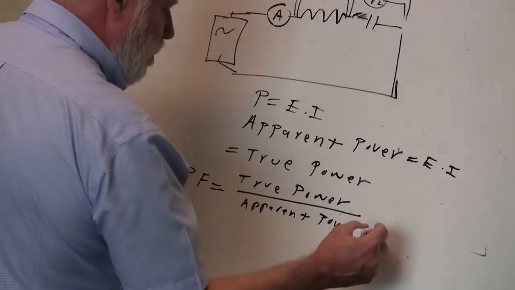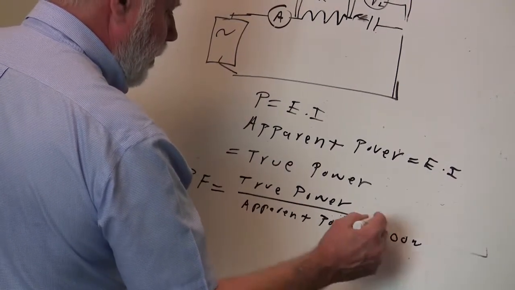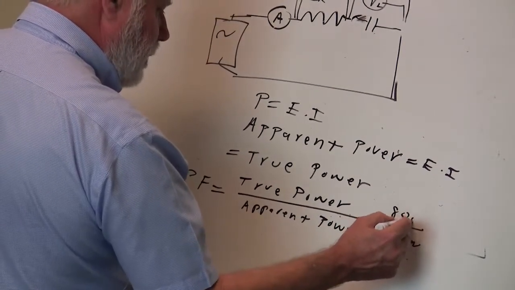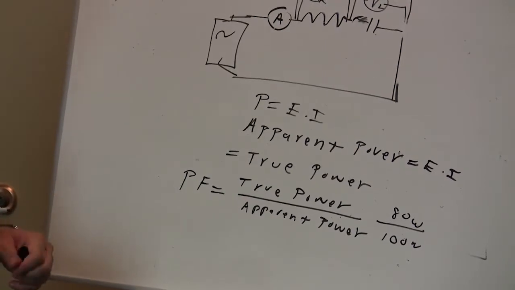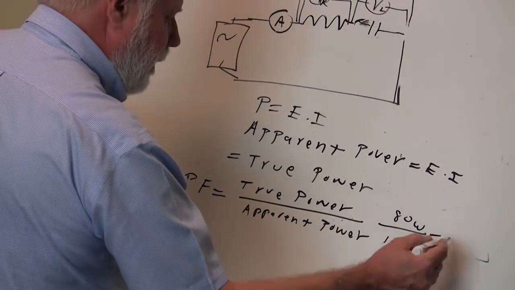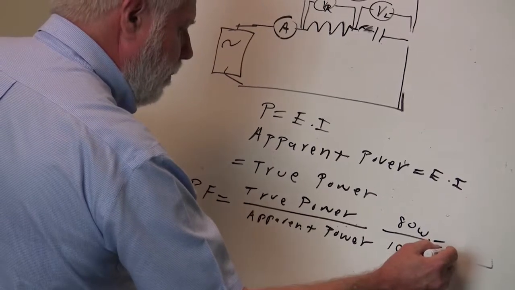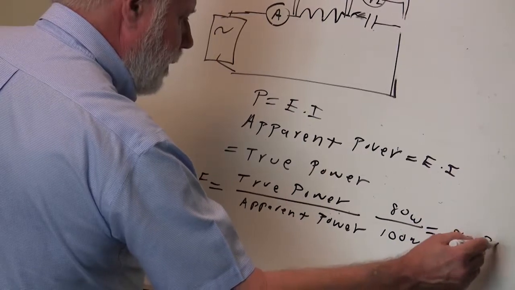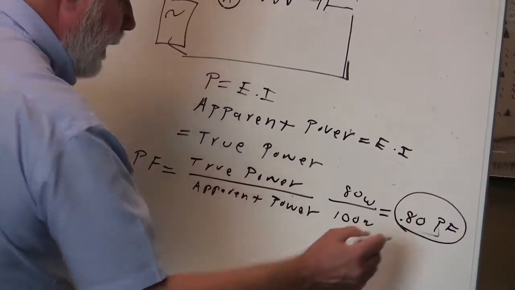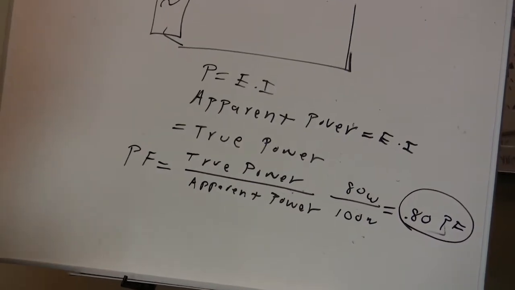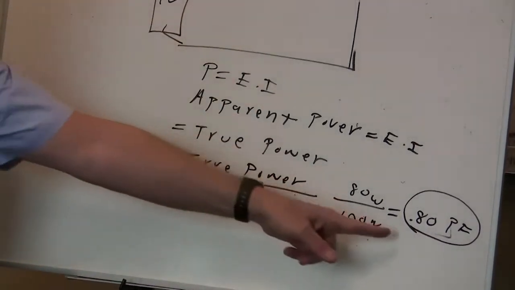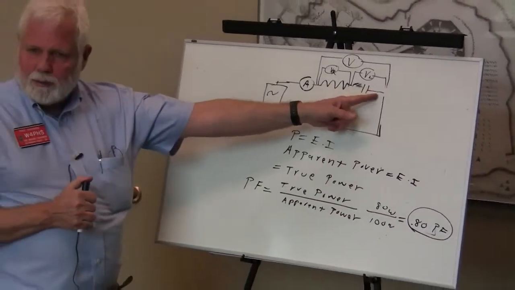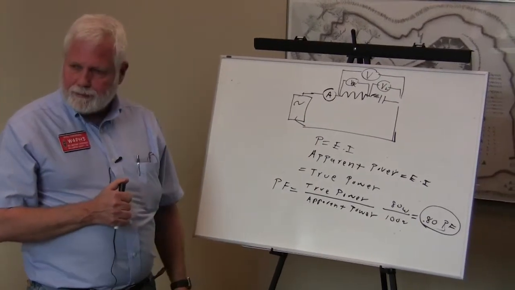Let's just imagine that we measure the apparent power as being 100 watts, but when we actually put it in a chamber and see how quickly it heats up, we see only 80 watts is actually being dissipated by this thing. Well, what we have here is 80 divided by 100, or 0.80 power factor. The power factor is less than 1. It's 0.80, because only 80% of the apparent power is actually being dissipated by the circuit as true power. And all of that's being dissipated by the resistor. None of it's being dissipated by the capacitor over here.